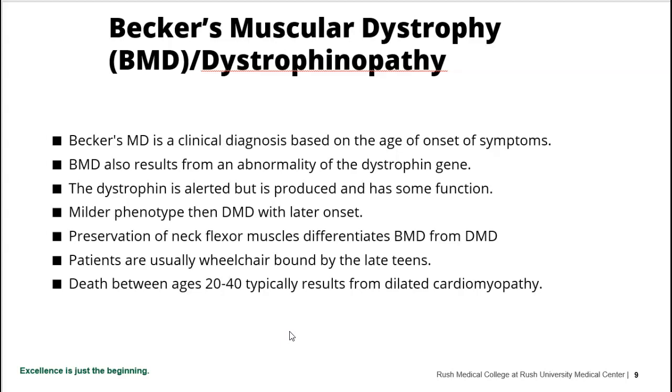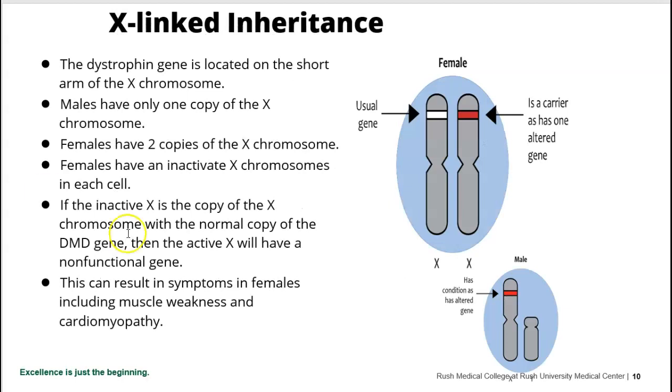Patients are usually wheelchair bound by their late teens to early 20s, and death is between 20 and 40, again from dilated cardiomyopathy. So it's a little slower of a progression, but the outcome is still poor. As I said earlier, Duchenne's and Becker's, which are both caused by an abnormality in the dystrophin gene, are X-linked. The gene for dystrophin is located on the X chromosome.